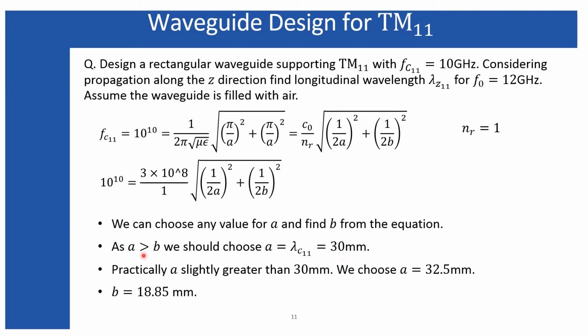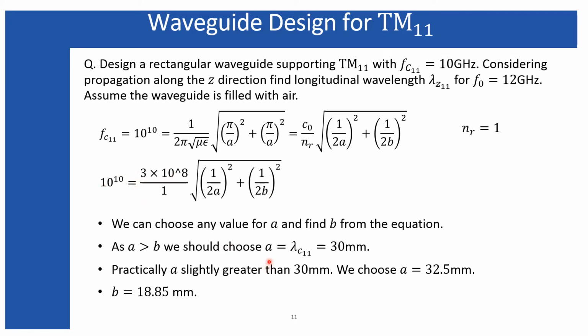Why am I choosing this? Because a should be greater than b, and that was the assumption I made at the beginning of the lecture on rectangular waveguides. Therefore, in order to satisfy this condition, I am choosing a equal to 30 millimeter. However, you can choose a equal to lambda c divided by 2, that is 15 millimeter. But if you choose that, you have to find this b from this expression. If you reduce this a, b will automatically increase in order to maintain this condition.